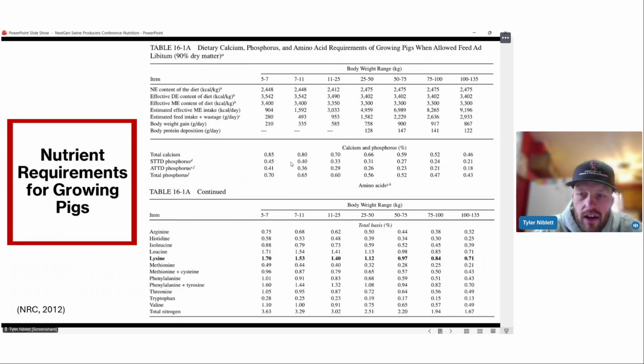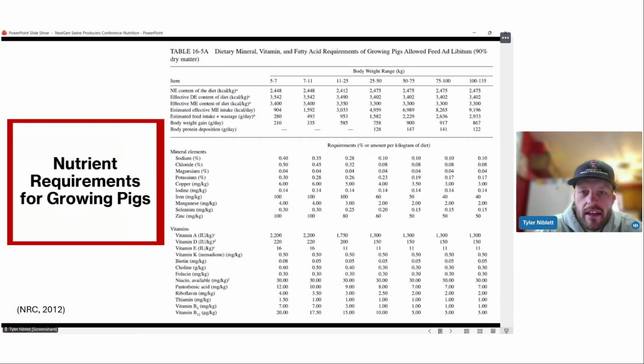Underneath that, we have our calcium and phosphorus requirements, again, based on the body weight range that you're trying to feed. And then you have the amino acid requirements here that I have listed in a total basis, which is different from that SID basis. However, this is just a little bit different way of depicting those amino acid requirements. Same thing here again. Energy is still up there listed in the top section, but below we have our different mineral elements and their requirements in the diet, as well as the various vitamins. Now, biotin, choline, folacin, all of those are your various B vitamins.